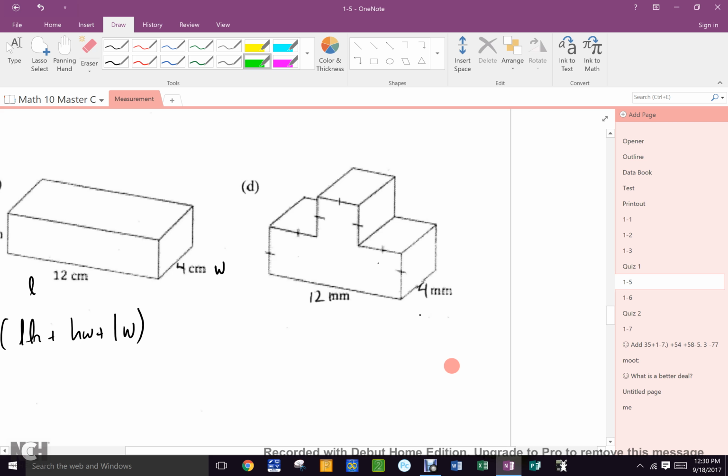Remember, I don't want you to write anything down. I don't want an answer. I want you to tell me what you would do. Would anyone like to volunteer what they would do? Nolan, what would you do?